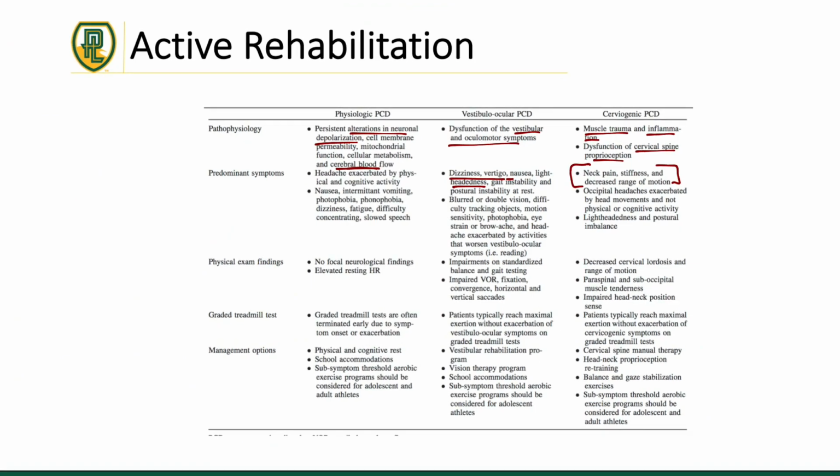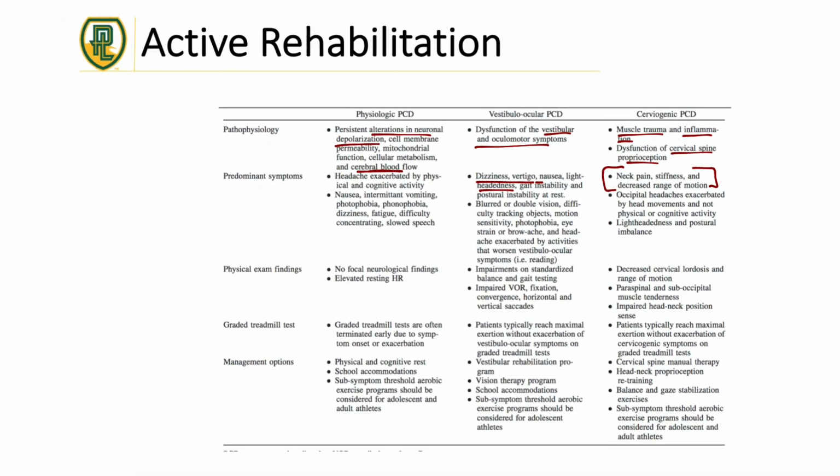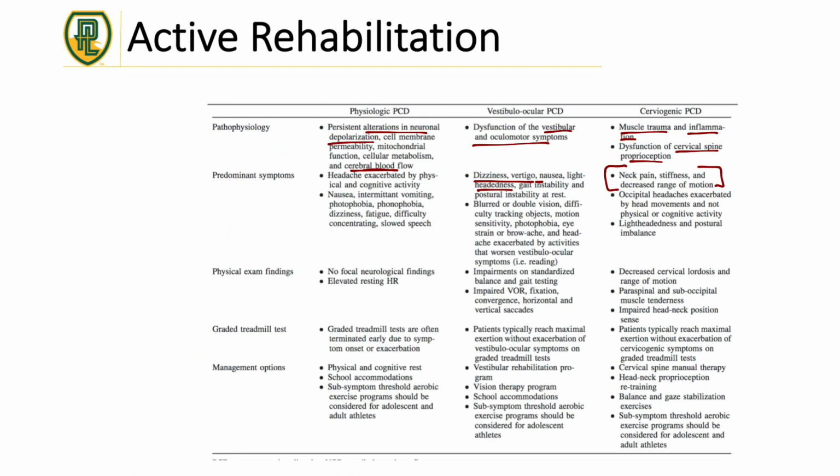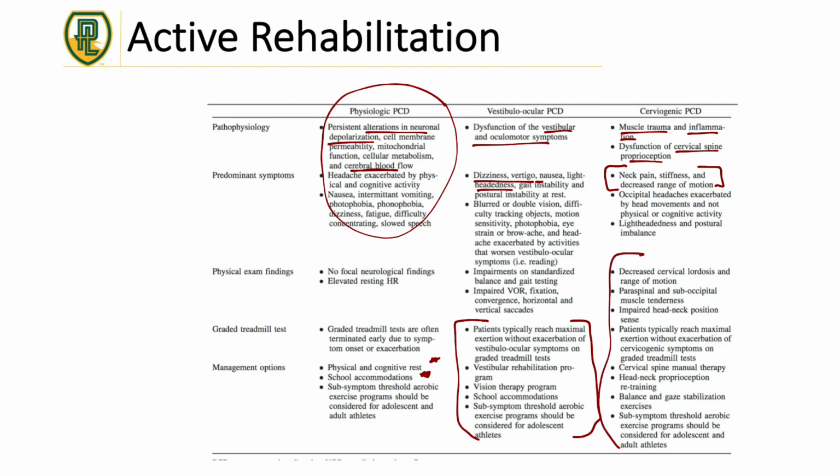So again, we're taking a holistic approach. We're saying, okay, well, what's good for the patient that's sitting in front of us, right? If they are physiologic and they actually are having neurometabolic signs and symptoms, then we want to rest them. We want to get them school accommodations, right? If they are vestibulo-ocular, then we're going to do a lot of things that are geared towards restoring proprioception and balance. And then here, we're going to do a lot of manual therapy with that particular patient.